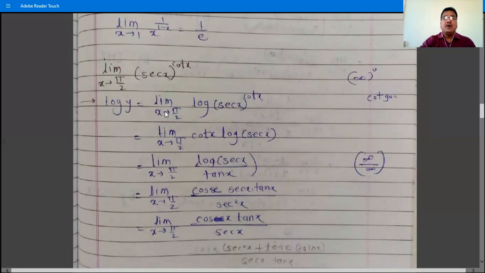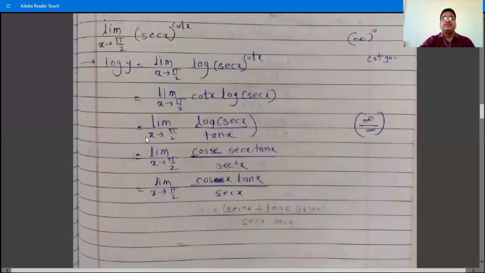Next step, we have log y is equal to limit x tends to pi by 2, log of sec x raised to cot x. And then use the rule log x raised to m is m into log x. So we have cot x into log sec x, limit x tends to pi by 2, as it is. If we find the value of this, then cot pi by 2 is 0 and log sec pi by 2 is 0? Sec pi by 2 is infinity and log infinity is infinity. So it is a 0 into infinity form.